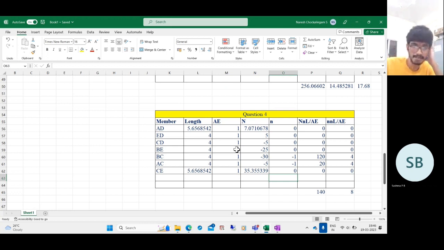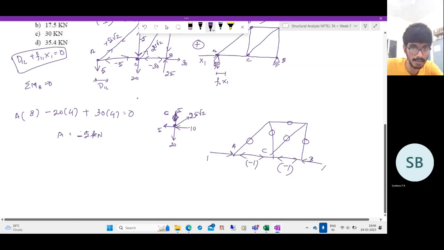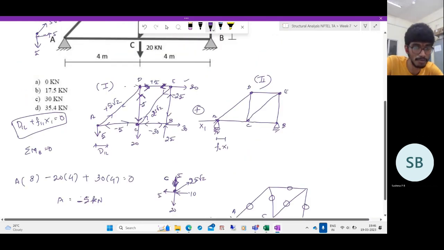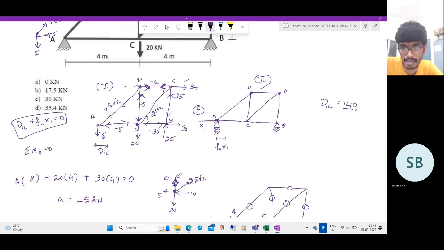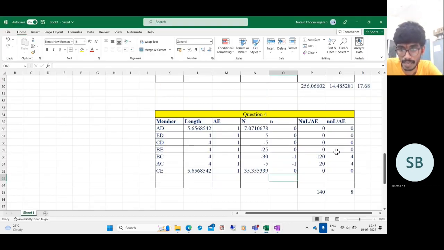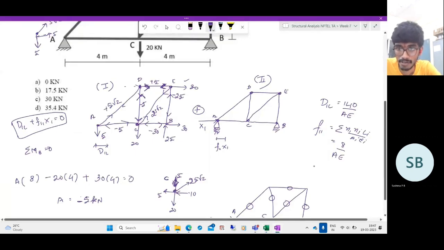Now what we get is the D1L. What is D1L? The displacement due to the applied loadings at this point. That is equal to 140 by AE. And what is F11? It is summation Ni Li by AE. And that we got as 8 by AE.